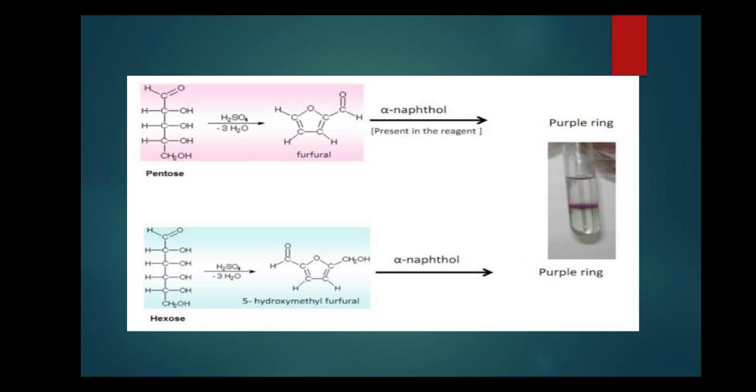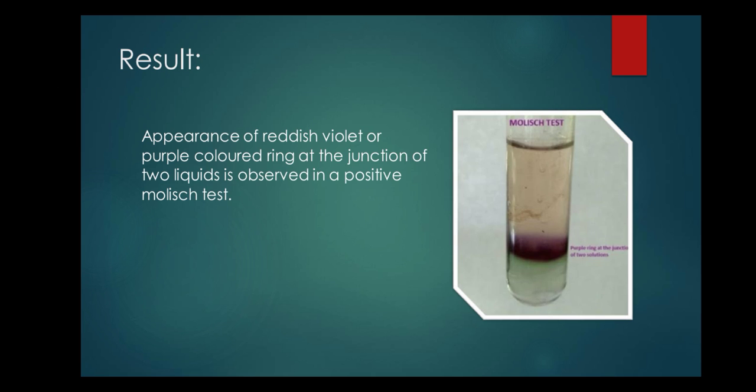Following are the chemical reactions which occur during the Molisch test. First of all, pentose in the presence of H2SO4 is converted into furfural. Then furfural in the presence of alpha naphthol forms a purple ring. Then hexose in the presence of H2SO4 forms 5-hydroxymethylfurfural. Then in the presence of alpha naphthol it forms a purple ring at the junction of 2 layers.